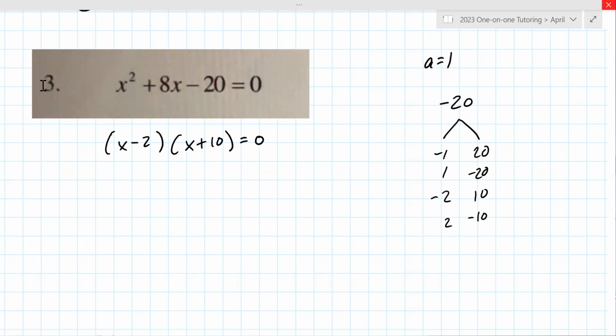So what I'd like you to do is solve it from here. Set each of these factors equal to 0. Let me know what you come up with for your x values, please. X equals 2, x equals -10. Good. Got it.